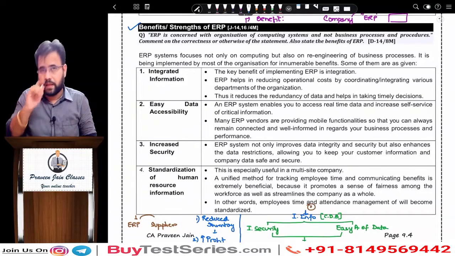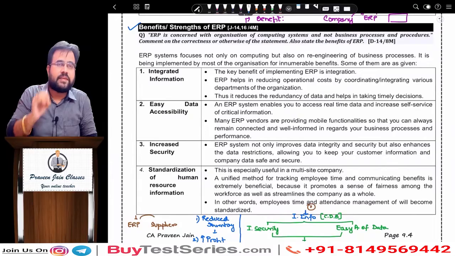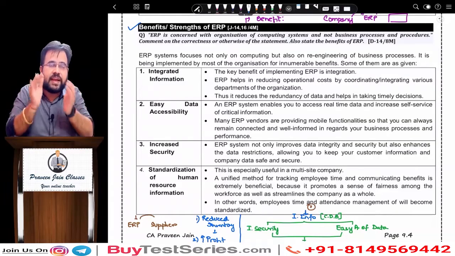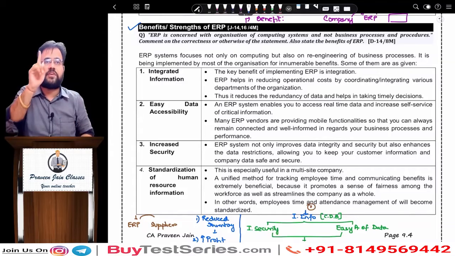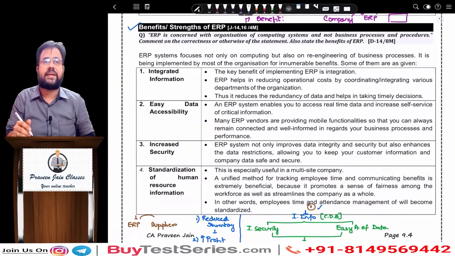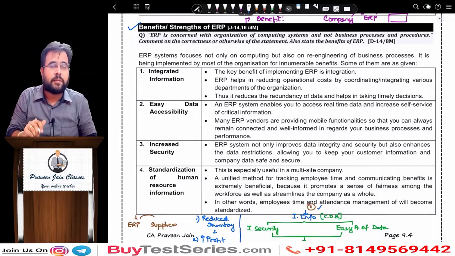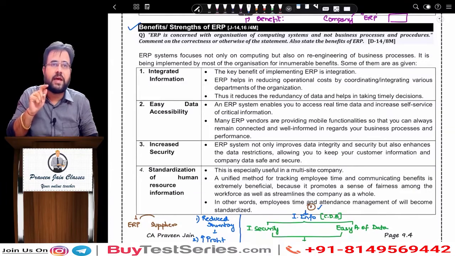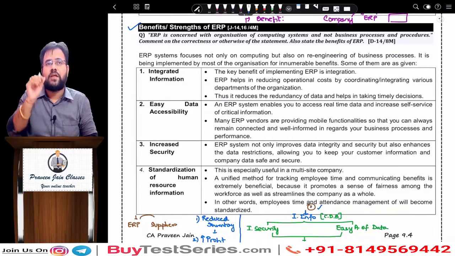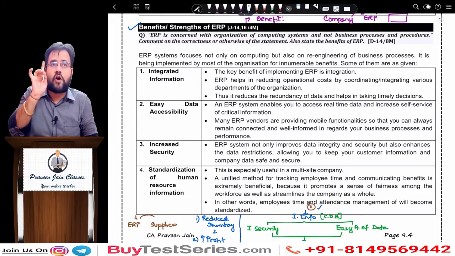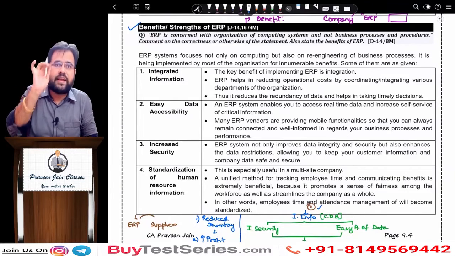Now tell me, if a company implements ERP, will information be scattered or will all information lie at one place? All information will lie at one place. So can I say this is what I mean by integrated information? If you remember my example, when PJ Industries was not having ERP, different softwares were there, so data was also scattered. But because ERP has come, we have a common database, so all data is lying at one place.